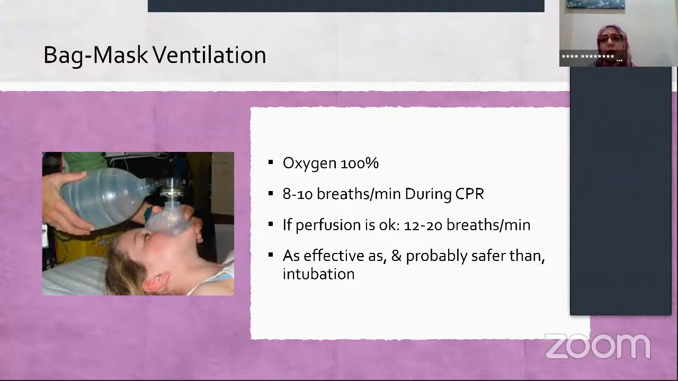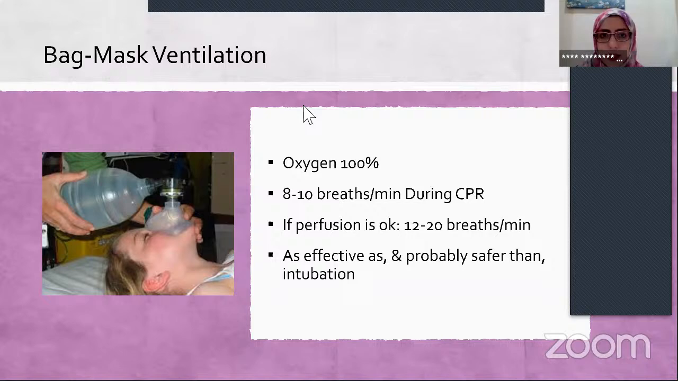It's not much different from ventilating by your mouth, but if you're inside the hospital and you have access to a bag and mask or Ambu bag, you will do this instead of ventilating by your own mouth. You will give 8 to 10 breaths every minute in CPR, but if perfusion is okay, meaning you have a pulse, you will give 12 to 20 breaths per minute. This is when you're not pushing the chest, you're only ventilating. And this way is as effective and probably even safer than intubation.